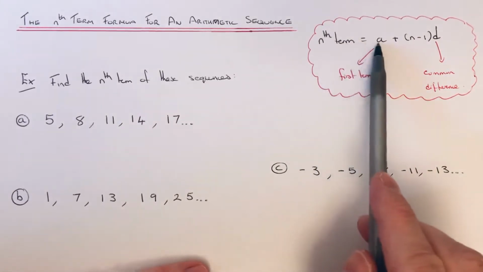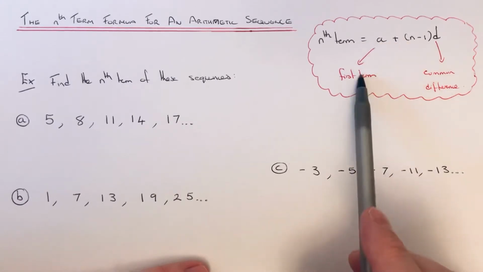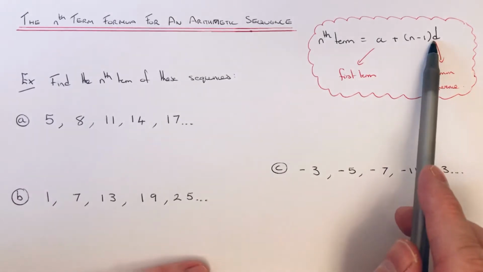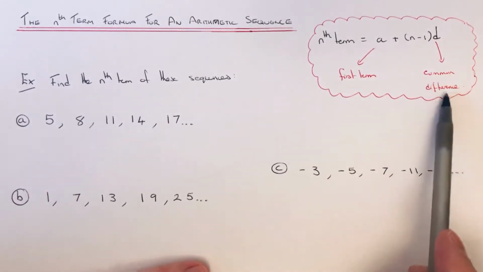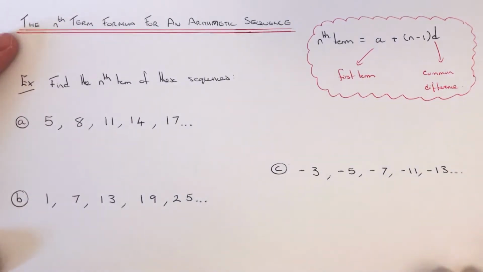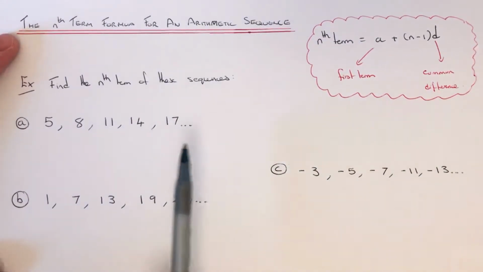So the nth term is equal to a, which is the first term, plus n minus 1 in a bracket times the common difference. The common difference is what the sequence is increasing or decreasing by from term to term. Let's have a look at the three examples that we have here.